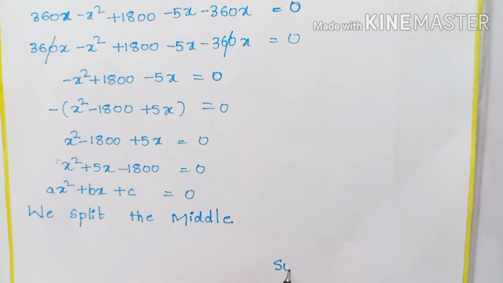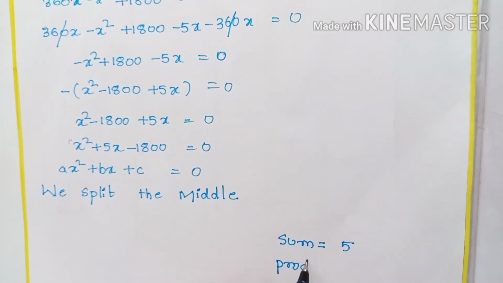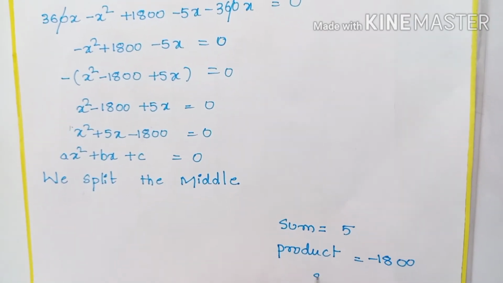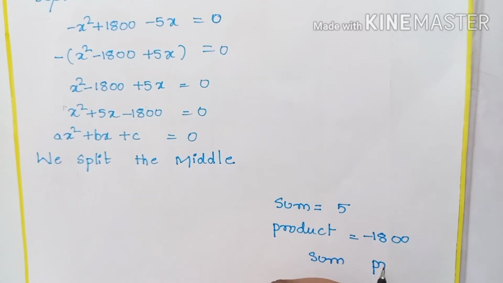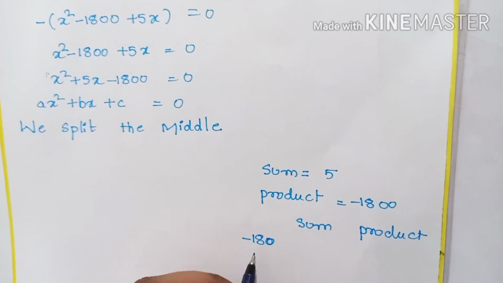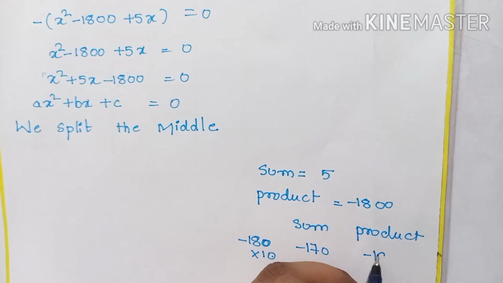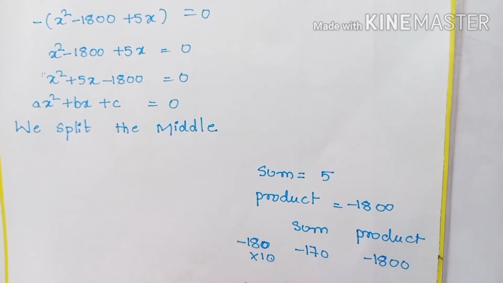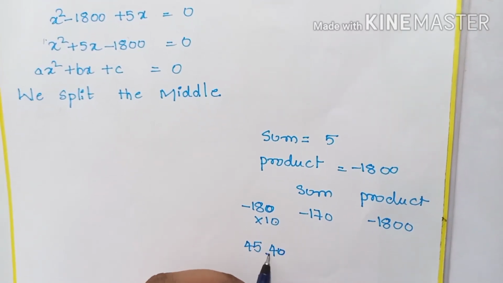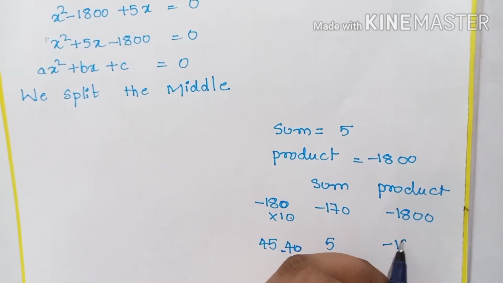The rough work: the sum should be 5 and the product should be minus 1800. So we check each and every pair of values. First let us take minus 180 and 10. The sum is minus 170 and the product is minus 1800. The sum is not satisfying. Now we take 45 and minus 40. 45 plus minus 40 is 5, and 45 into minus 40 is minus 1800.